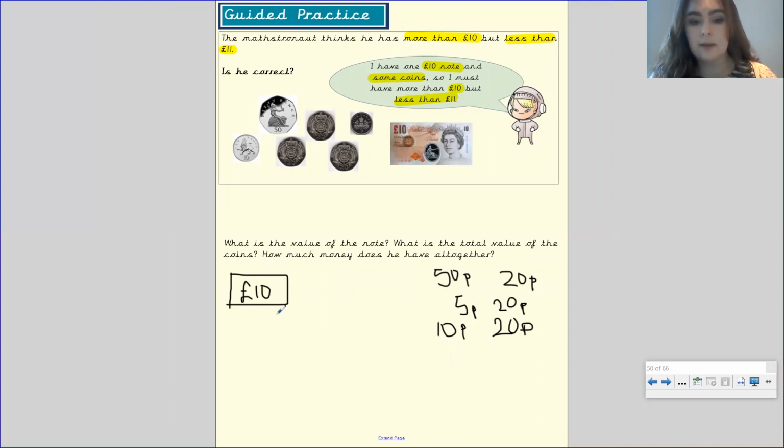So far we know he's got £10. We need to add up together all of the pence to see how much he's got here. So what I want you to do is pause the video and add together the 50 pence, 20 pence, 20 pence, 20 pence, 10 pence, and 5 pence on your mini whiteboard. Pause the video to have a go at doing that.